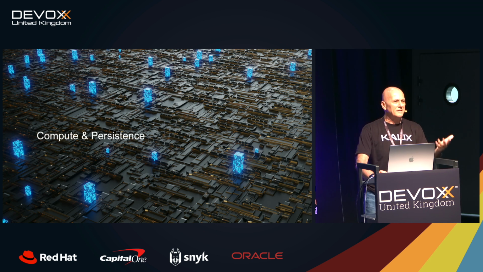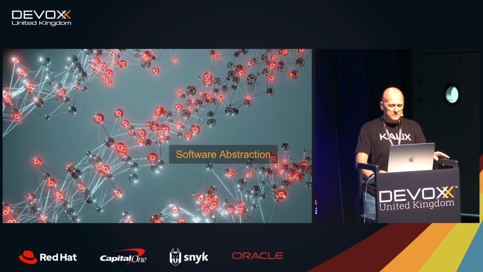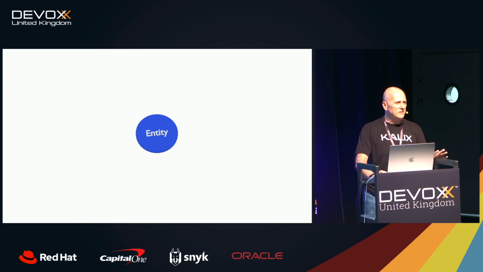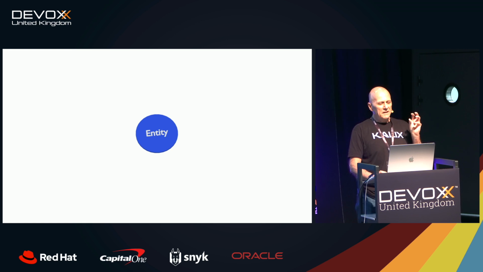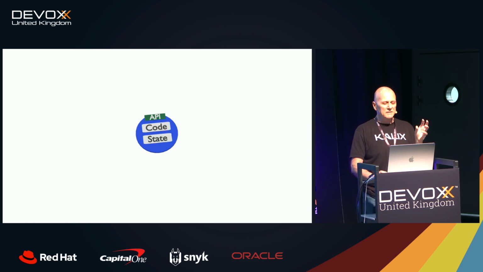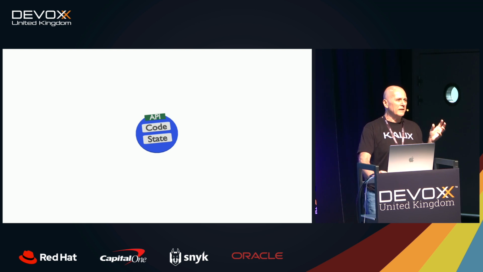So this is the way we've been doing computing and persistence for a long time. But there's this software abstraction. Let me give you a quick introduction to the fundamentals of this abstraction. The idea is that there's this concept of an entity, and an entity is a unit of data. It has an API of some kind, and it has some code and some state. Another way to think about it is as a stateful, durable object.